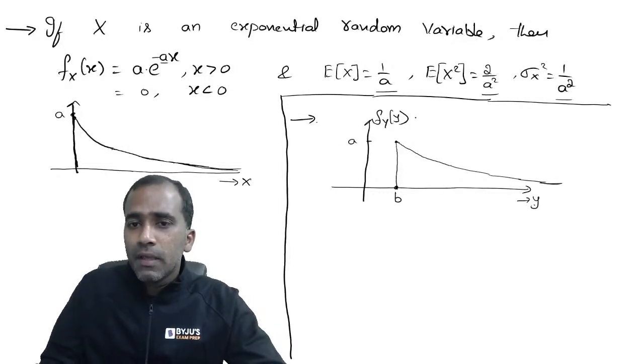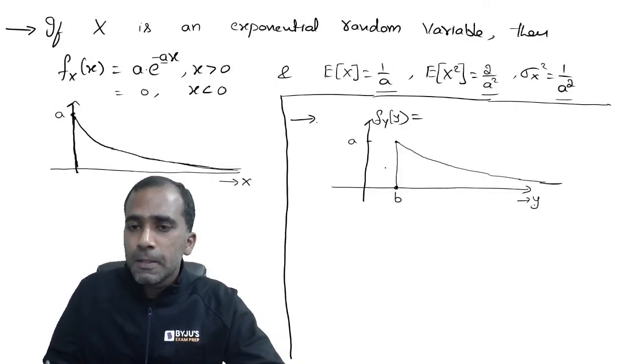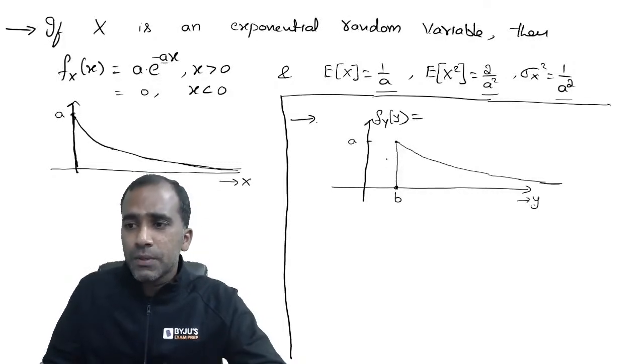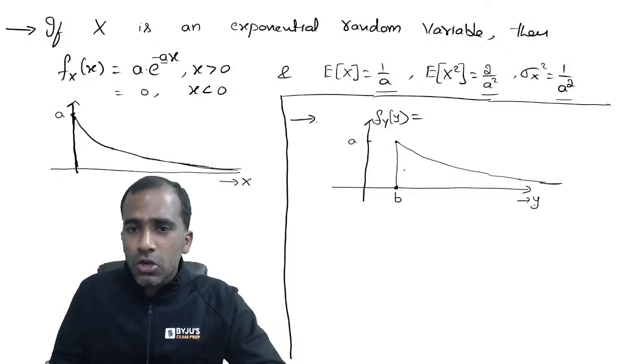Can anyone tell me how the equation looks like? I've given you the shape. Based on the shape, could you tell me the equation? Simple mathematics I'm asking you. Is this not looking like the shifted version of this?